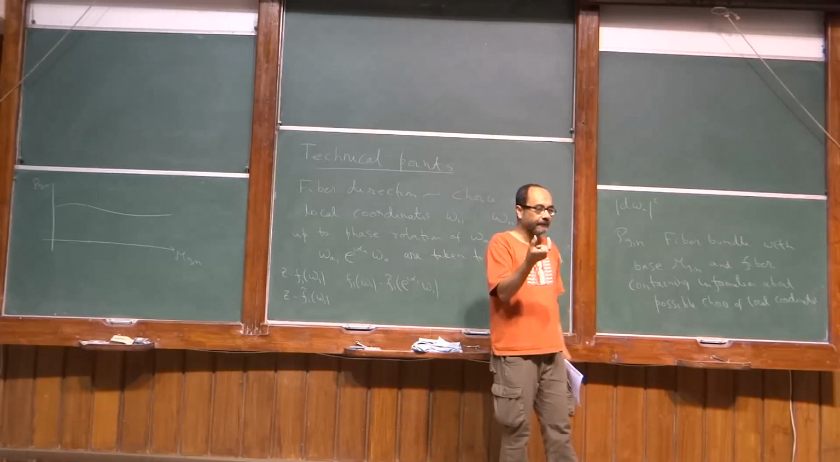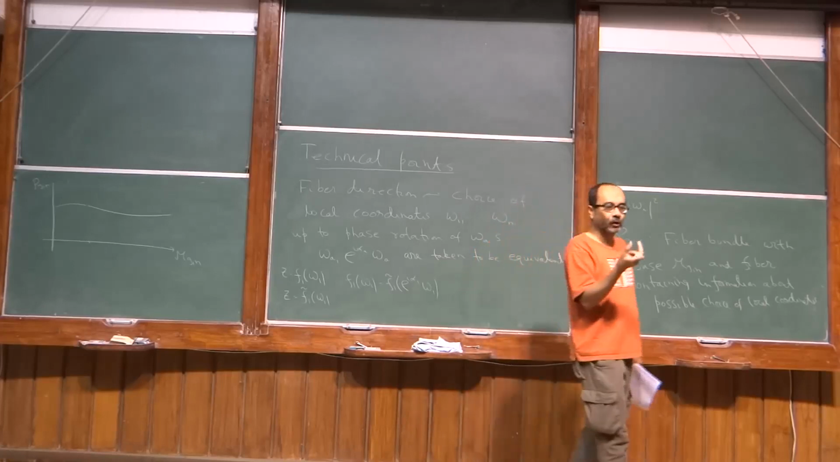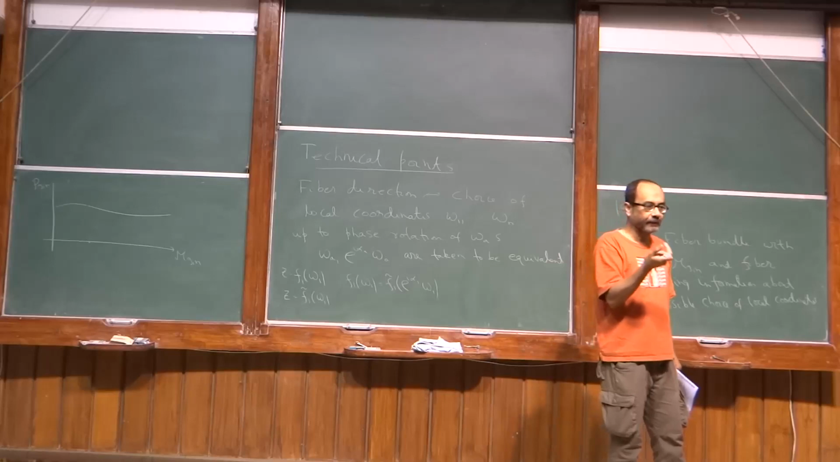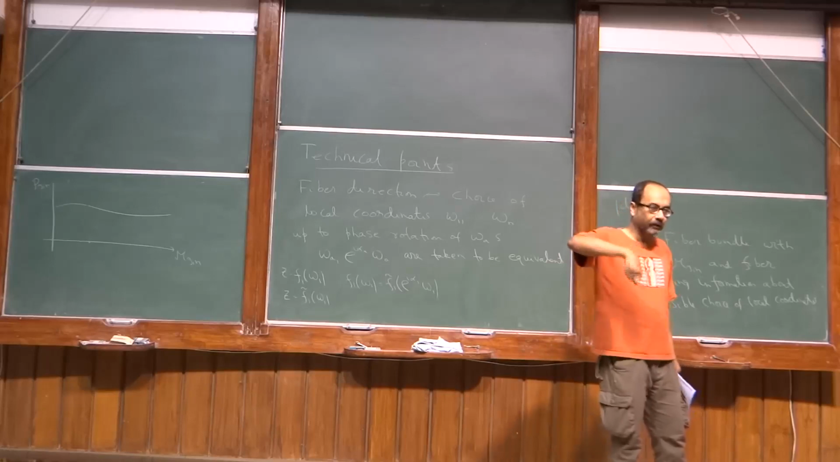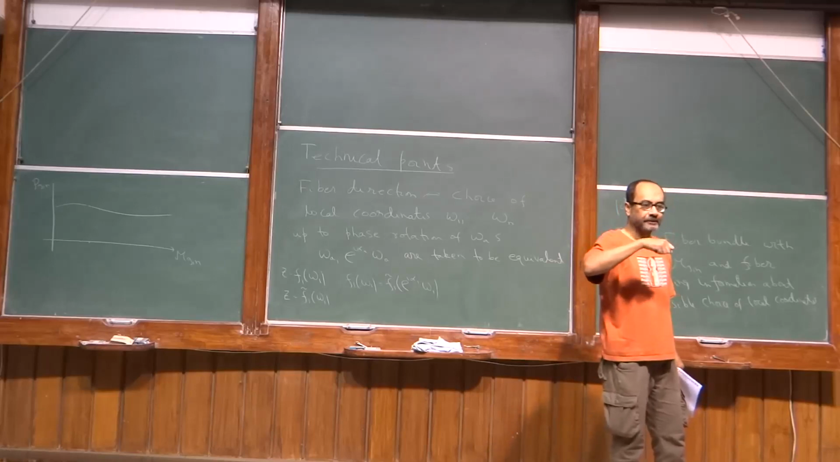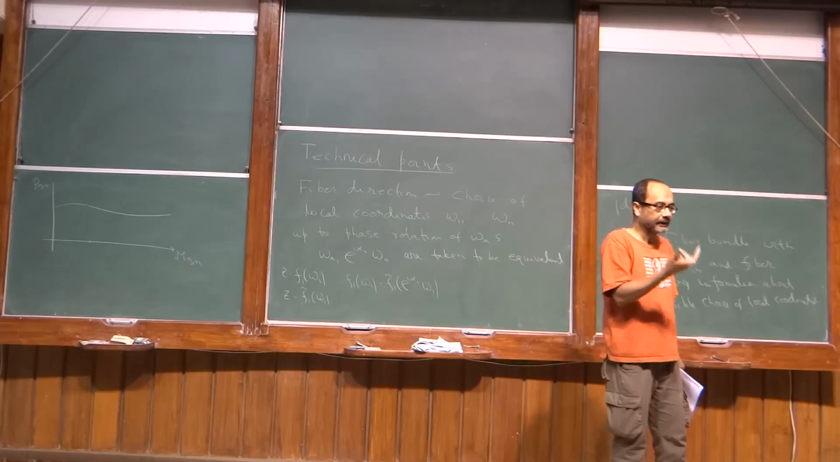Then you cannot define a frame. It's like choosing local coordinates is like choosing a frame at every point, right? And what you find is that because of the curvature of the Riemann surface, as you go around a closed curve in the moduli space, the frame gets rotated. It's impossible to come back to the original frame.